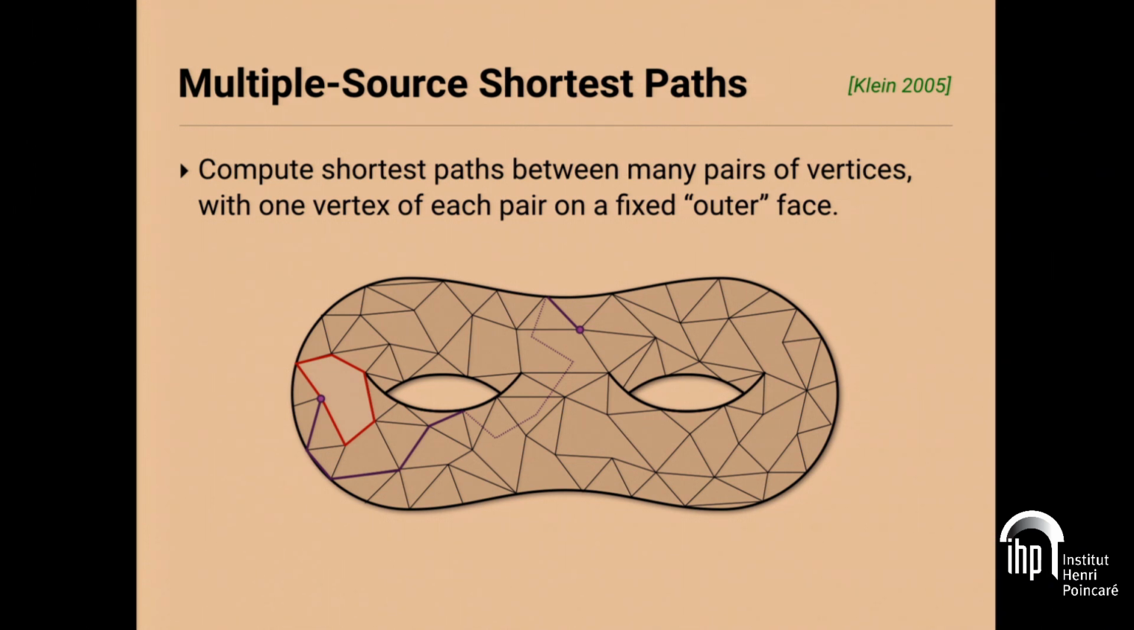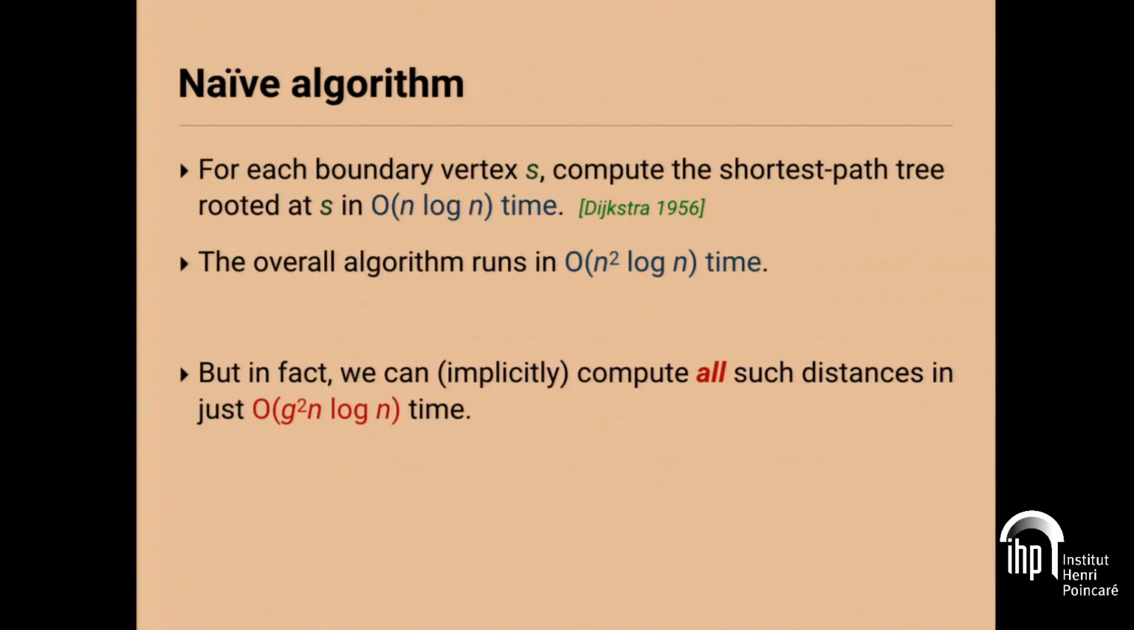Let's think of that face as being the boundary of the surface. That face is actually missing. So of course I can just run a standard textbook shortest path algorithm from every vertex on that face, but that face might actually have a constant fraction of the vertices on its boundary, so this doesn't actually speed anything up. But it turns out that as long as I'm happy with some implicit representation of all those distances, I can actually compute all of those shortest path trees in only near linear time when the genus is fixed.